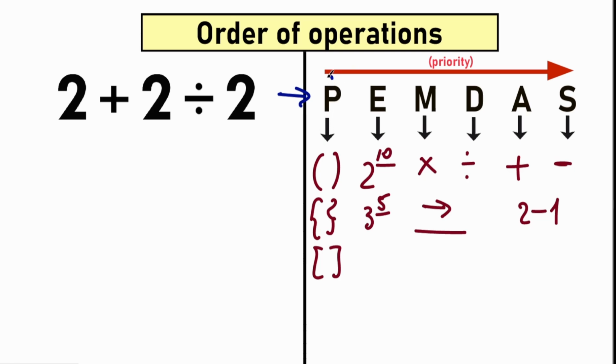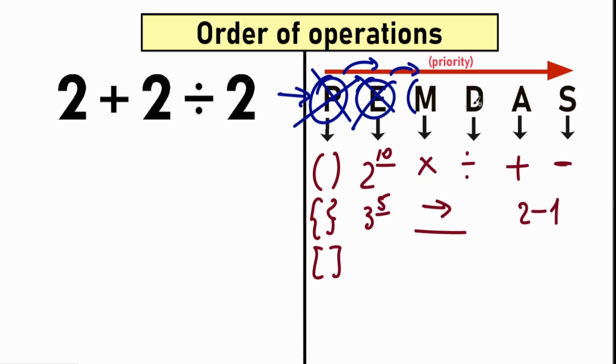Okay, so the first step is parentheses. Let's scan where we have parentheses. I don't see any of those. We don't have any parentheses, so we just skip this part. After parentheses, we go to the next step. The next step is E, which stands for exponents. For example, maybe we have 2 to the power 3, 2 to the power 4. We don't have it. So we don't have exponents. So after exponents, we go to the next step.